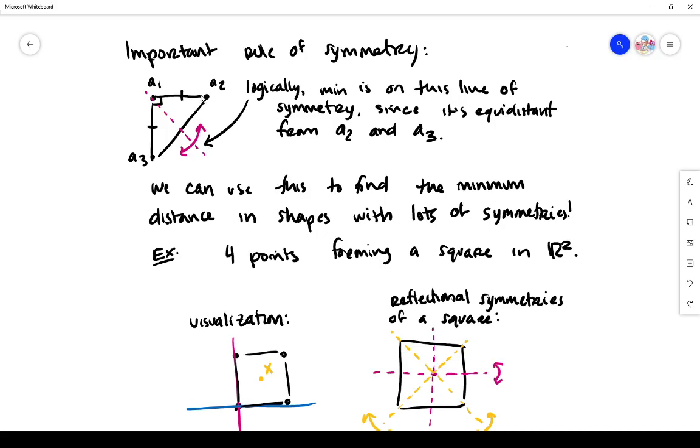And if you have these 2 points that are equidistant from each other, you know that this point has to be on this line of symmetry, at least logically. This is just because, if you're looking for minimum distance, and you have 2 points that are equally far away from each other in such a way, it only makes sense that to get the minimum distance, you would want it to be on this line. And so we can use this rule to find the minimum distance in shapes with lots of symmetries.